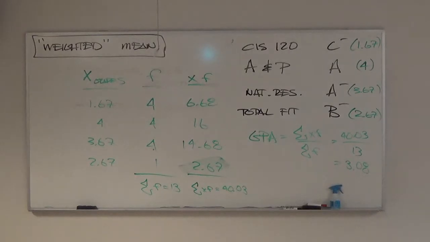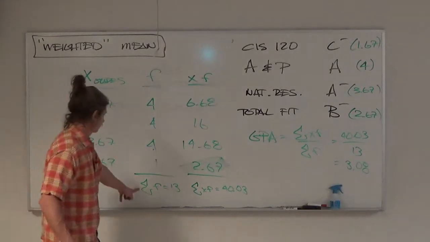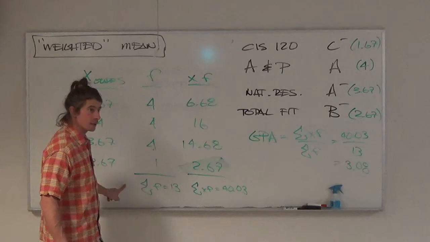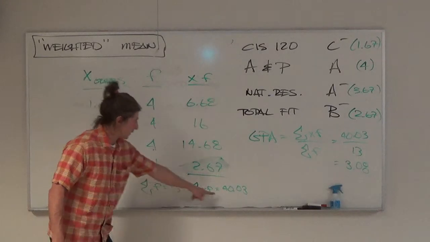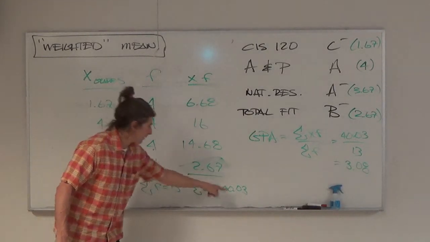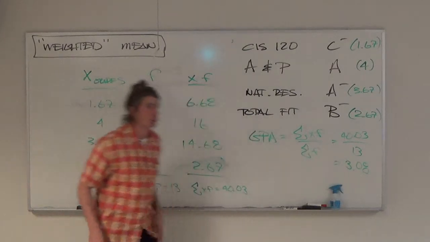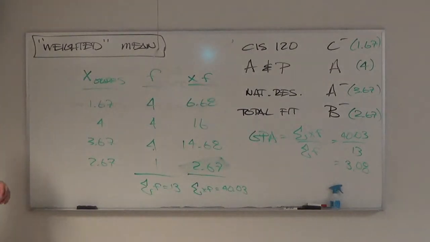So did you add up the column F, and then what happened? I added up this one to get 13. Lauren added up this one to get that. Right, and then we divided that by that to get our GPA.